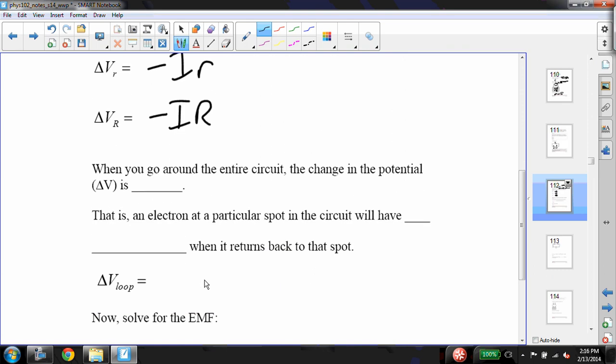So when you go around the entire circuit, the change in the potential, as you might imagine, if you come back to the same point where you left off, is going to be equal to 0. So the sums of these are all going to equal 0. So an electron at a particular spot in the circuit will have the same energy when it returns back to that spot.